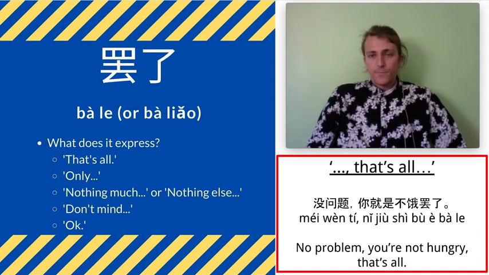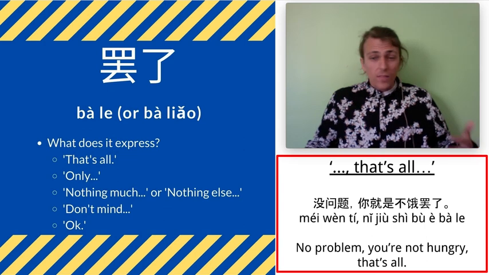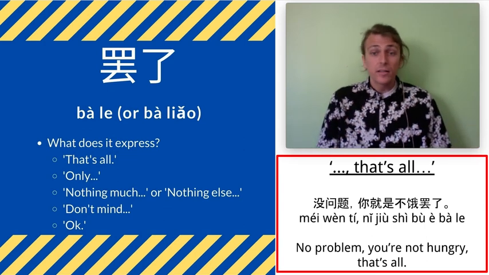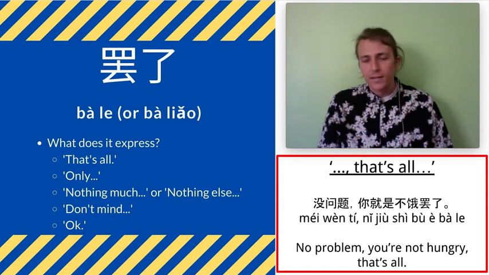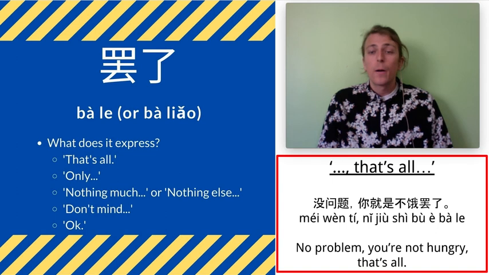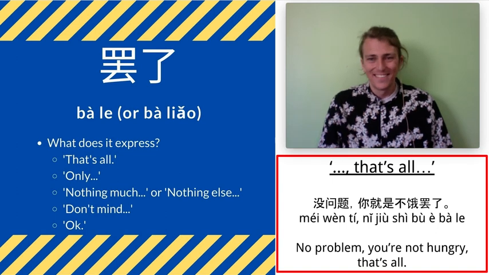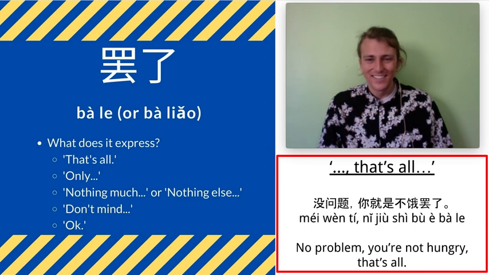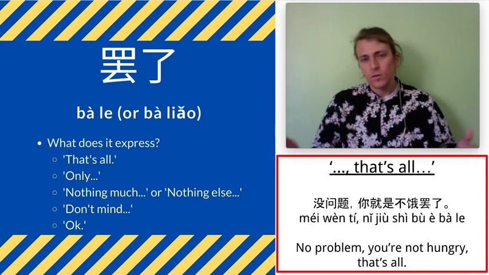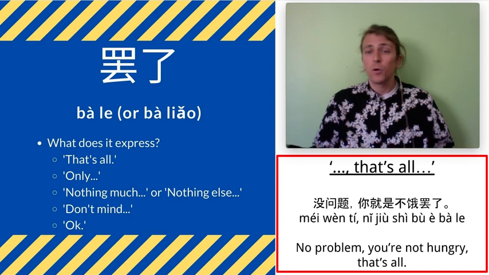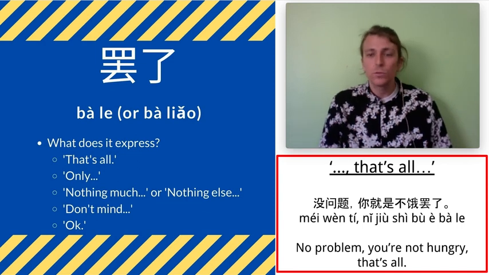So for example, if your friend isn't eating and they feel guilty about it, you could say this, 没问题,你就是不饿罢了. No problem, you're not hungry, that's all. It's hard to say 不饿罢了, but that's a good example, I think, because yeah, it just means that's all. That's what's going on in the situation, but it's fine. Okay, no problem. 没问题,你就是不饿罢了.